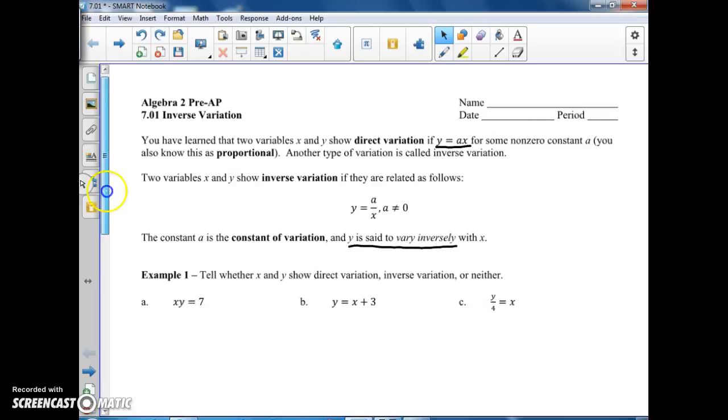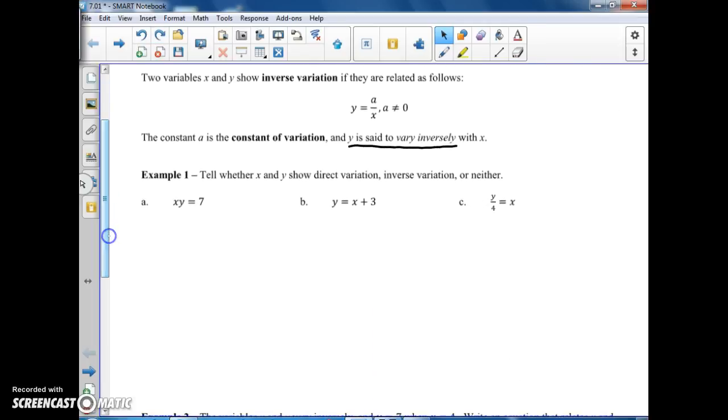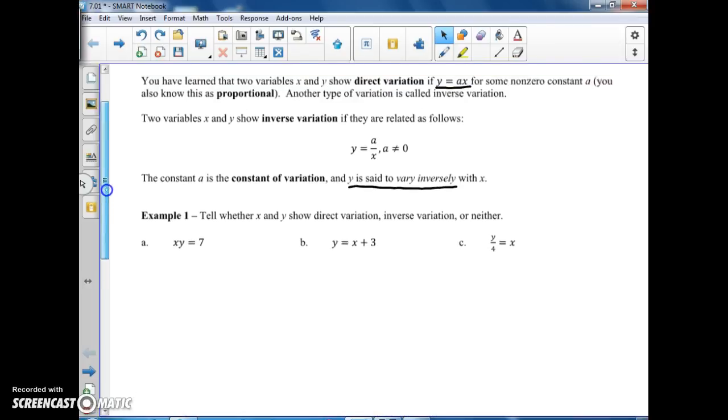All right, so look at this first part. Example 1. Tell whether x and y show direct variation, inverse variation, or neither. Look at A. Would that be direct, inverse, or neither? Well, how could you find out? You know the answer to this. How could you find out if that's direct, inverse, or neither? Now let me show you. It's simple as can be.